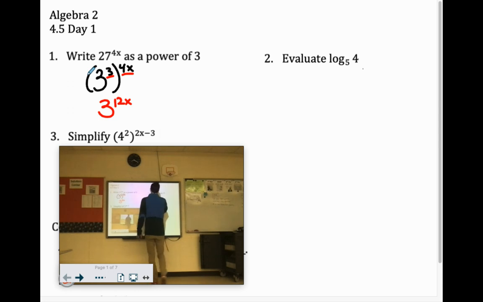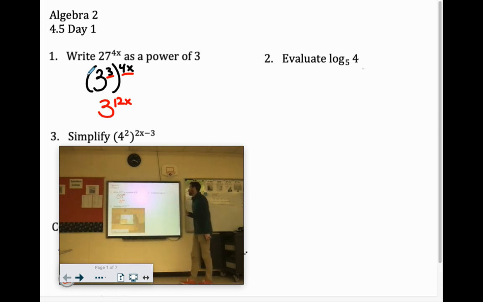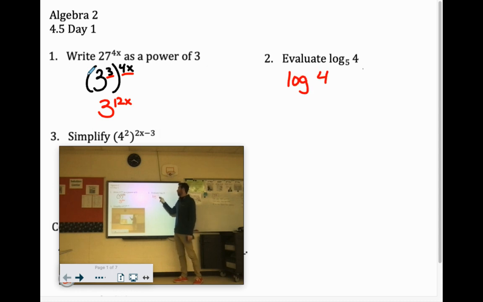Very fun. Evaluate log sub 5 of 4. So you can't get a common base here. So you're going to have to do the change of base formula. Remember, you put log of 4 in the numerator, log of 5 in the denominator. Let's see what we get here.